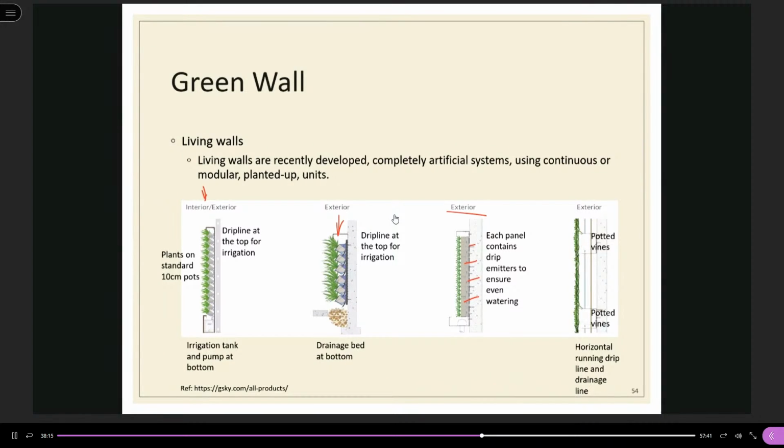And they may also have potted vines, like the ivy vines in the green facade system. They have horizontal running drip line and drainage line, so they provide the irrigation and drain away the extra water.